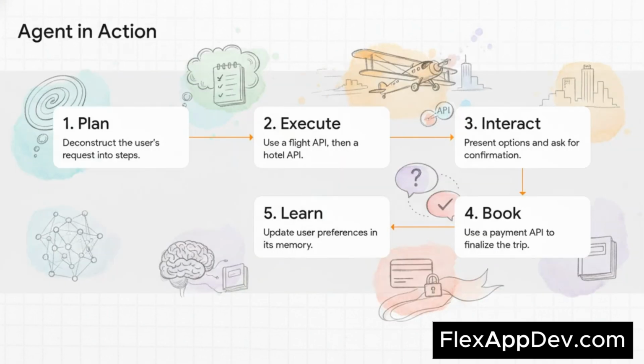So a true travel agent AI wouldn't just talk about flights. It would plan out the steps, then it would execute by calling real flight and hotel APIs, interact with you to confirm your choices, use a payment API to book the trip, and then finally update its memory with what it learned about your preferences for next time. It's doing, not just talking.